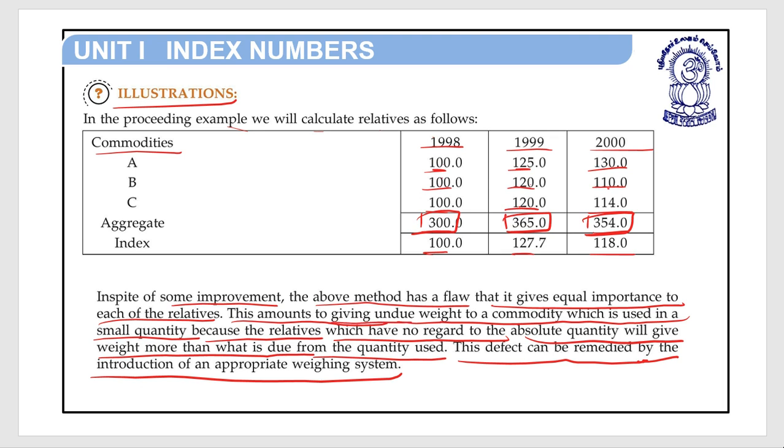This amounts to giving undue weight to a commodity which is used in a small quantity, because the relatives, which have no regard to the absolute quantity, will give weight more than what is due from the quantity used. This defect can be remedied by the introduction of an appropriate weighting system.